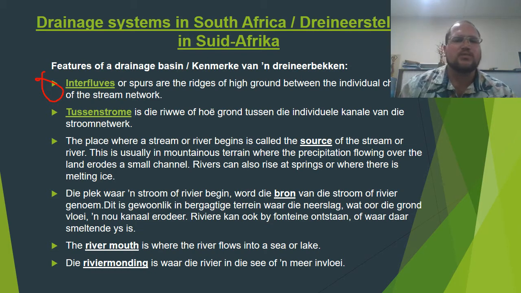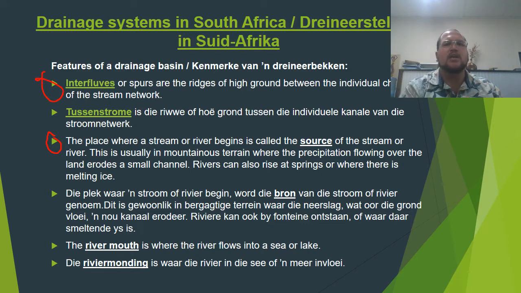The place where a stream or river begins is called the source of the stream or the river. This is usually in mountain terrain where the precipitation flowing over the land erodes small channels. Rivers can also rise at springs or where there is melting ice.